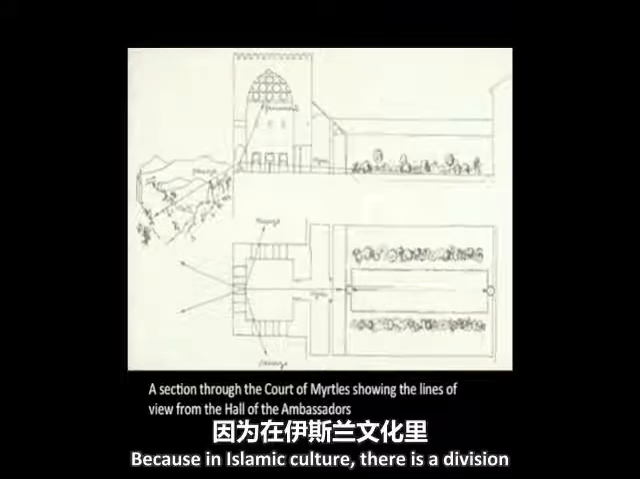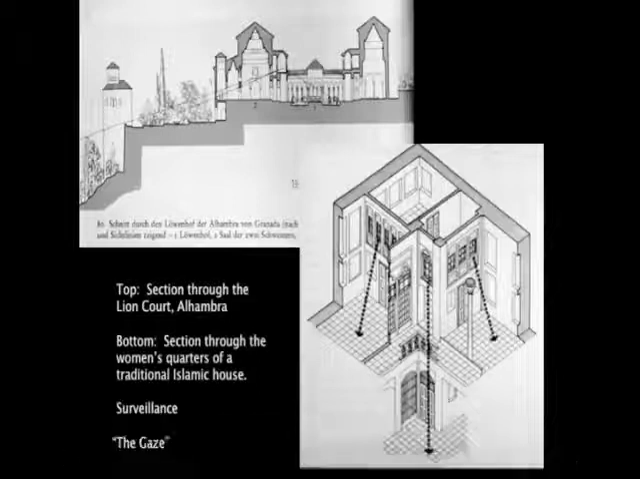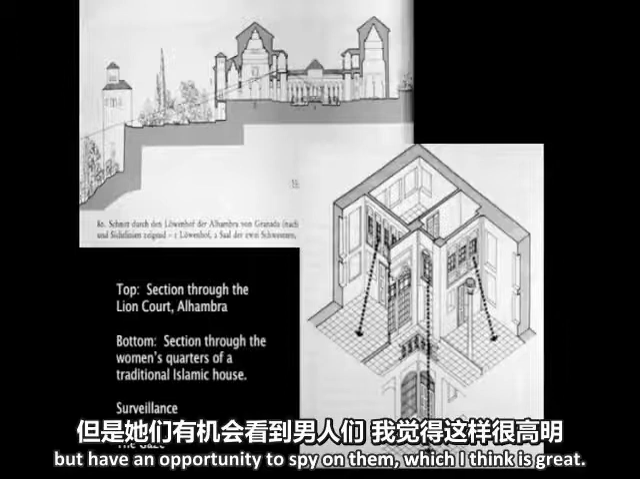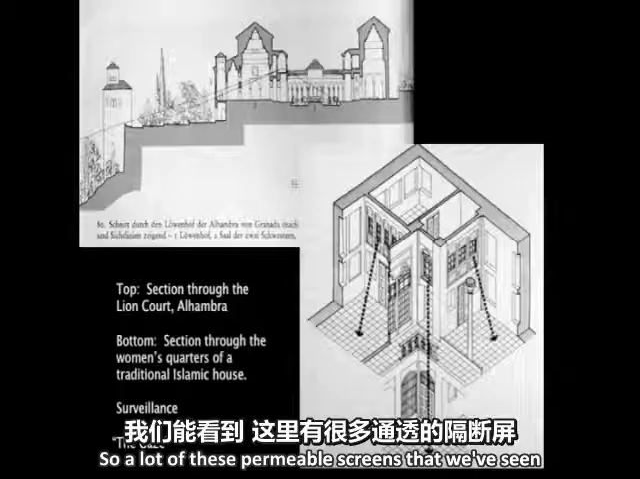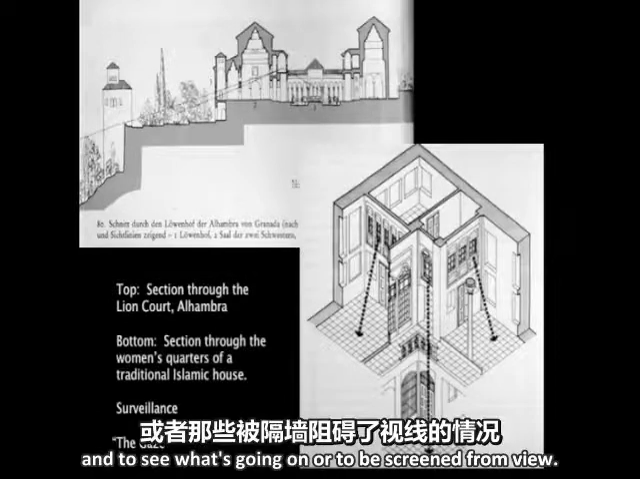Because in Islamic culture, there is a division between the space of the women and the space of the men. So the women are frequently segregated from the men, but have an opportunity to spy on them, which I think is great. So a lot of these permeable screens that we've seen are deployed there to make it possible to hear and to see what's going on, but to be screened from view.